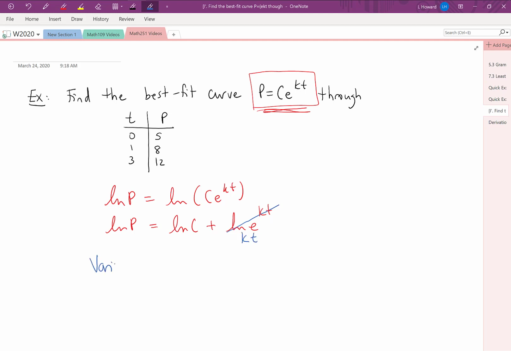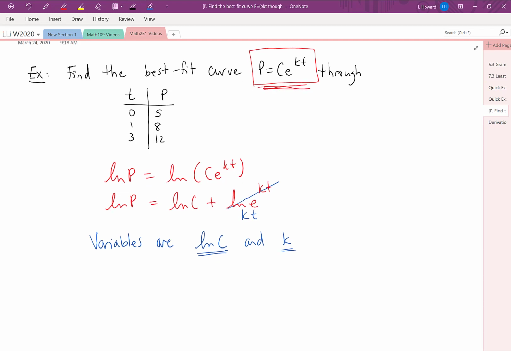Okay, so the variables, or the unknowns, are actually going to be ln c, that's one of our unknowns that we're going to figure out, and k. So ln c and k are the values that we're going to solve for. The idea is that once we found the value of ln c, we should be able to actually get the value of c from that pretty quickly.